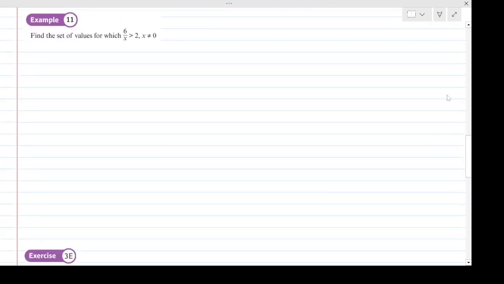Okay. So in this one, it's saying find the set of values for which 6 over x is greater than 2. Well, this isn't a quadratic inequality. This looks nothing like it. It's reciprocal. How on earth do we solve this? Well, okay, when we have an inequality like this with a fraction, a reciprocal, remember reciprocal is like 1 over x, right? We have 6 over x here, so it is a reciprocal.